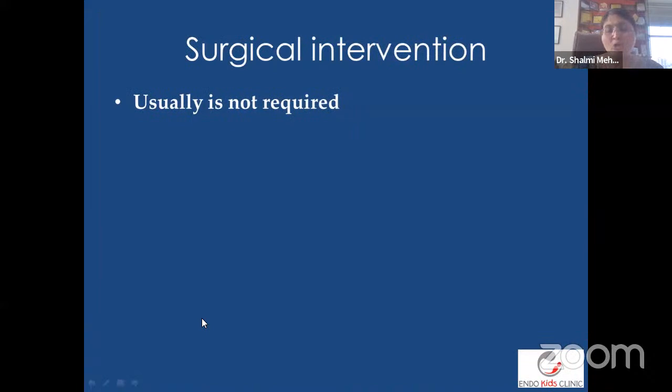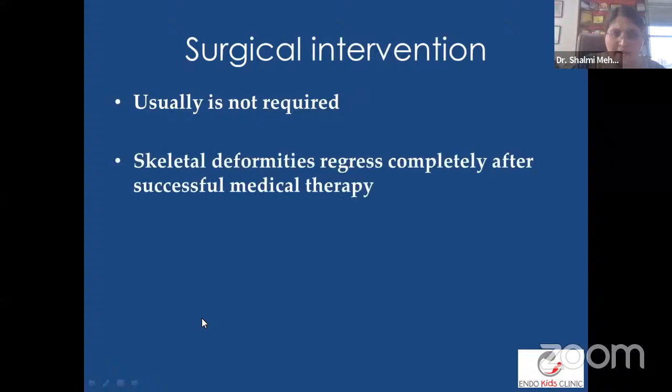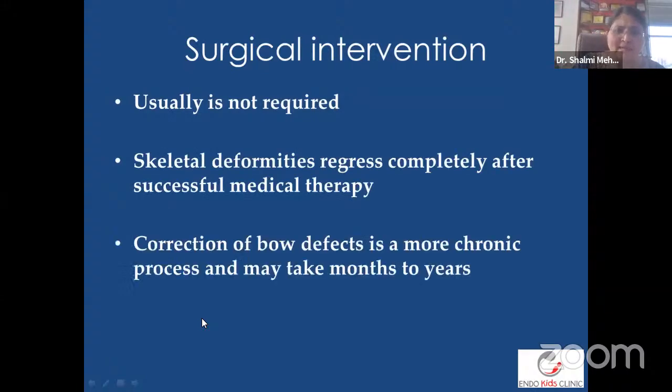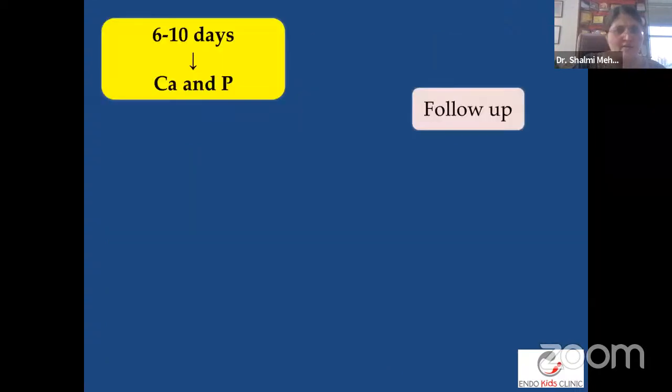Talking about surgical intervention, usually not needed. We have Dr. Maulan with us, so he helps us when needed, but routinely we would wait until the age of 4 to 5 years for the deformity to get corrected, because they usually regress completely. And yes, it's a chronic process. It may take months to years, and therefore we usually wait until the age of 4 to 5 years. And only then, if the deformity persists, we might need to do some corrective intervention.